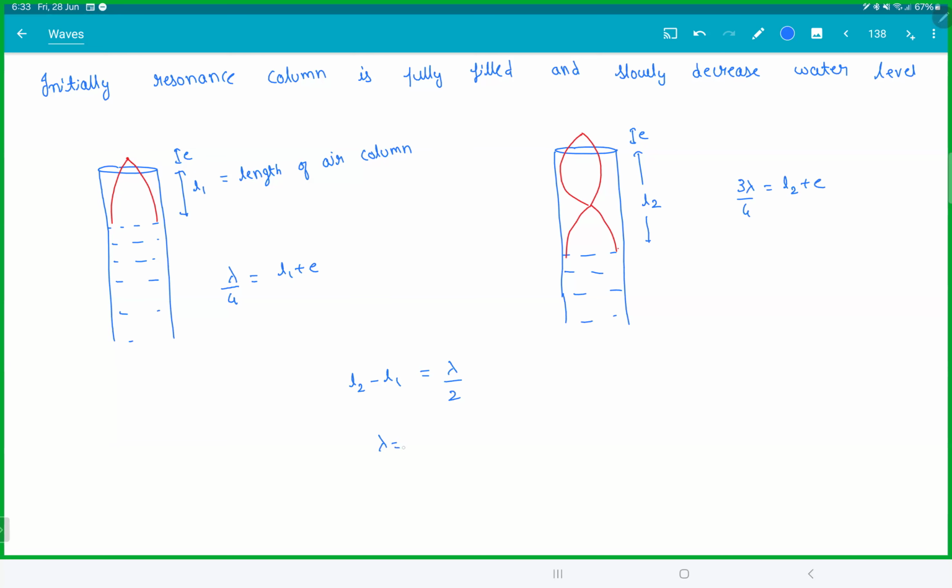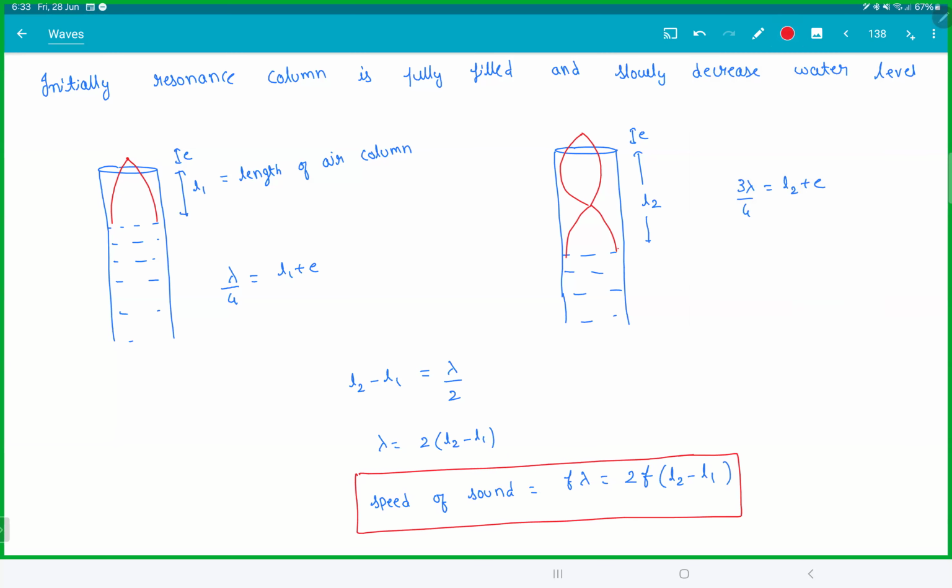So from here we calculate lambda. Even though you have the end correction problem, it cancels out. The speed of sound is frequency times lambda. The frequency of the tuning fork I know, and lambda I calculated. Basically, this experiment is used to find lambda, and done, we got the speed of sound. It's a simple experiment. You should know how it works, because they'll suddenly say resonance column and you won't have an idea what they're talking about. End corrections won't create any problem because they cancel out. Have a look at this.